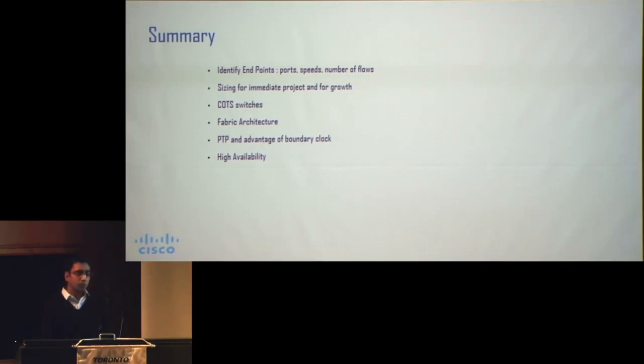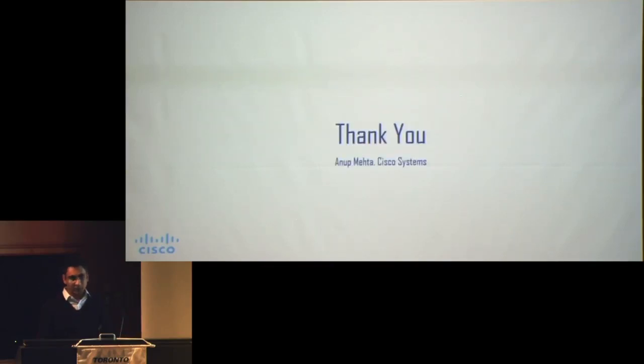How do you want to scale? Do you want to have a smaller deployment at first and then scale up, or do you already want to deploy a spine leaf kind of architecture in the beginning, right? Then basically use of commercial off the shelf switches instead of media specific switches. PTP and the advantage of boundary clock with respect to the transparent clock, and high availability with 2022-7. So I think that's it, and I'm going to call Gord over here.